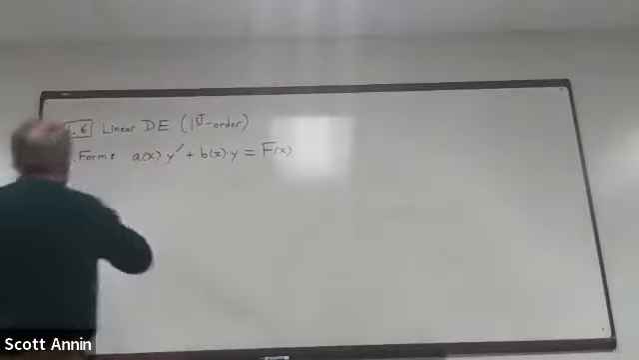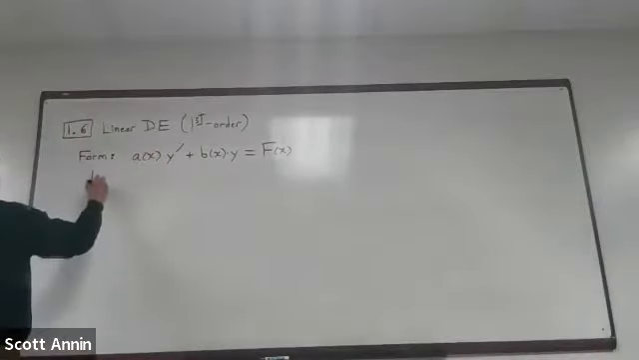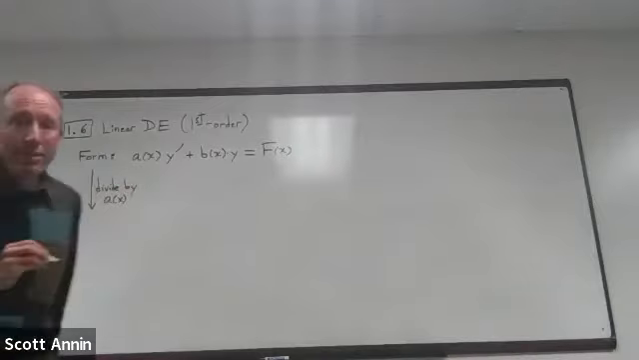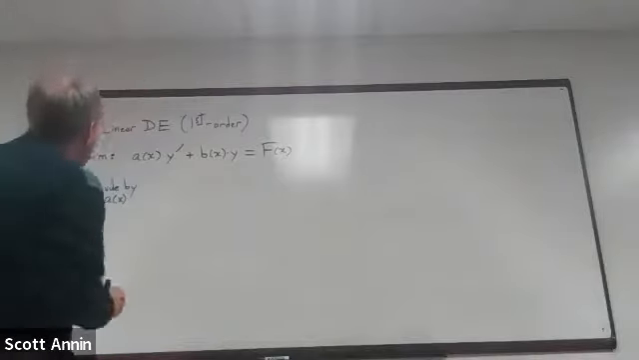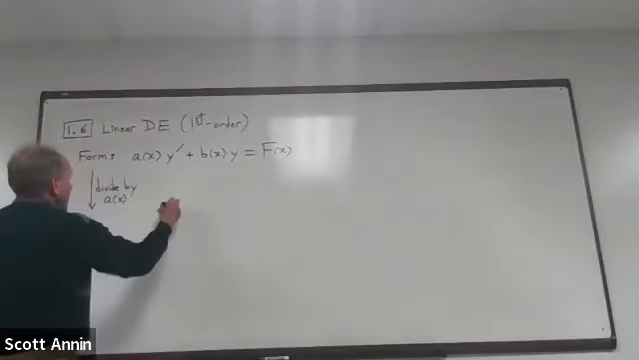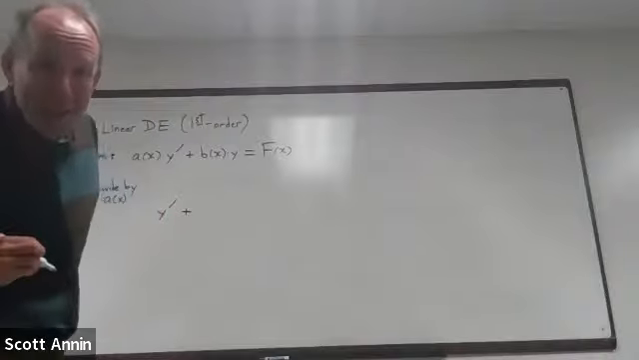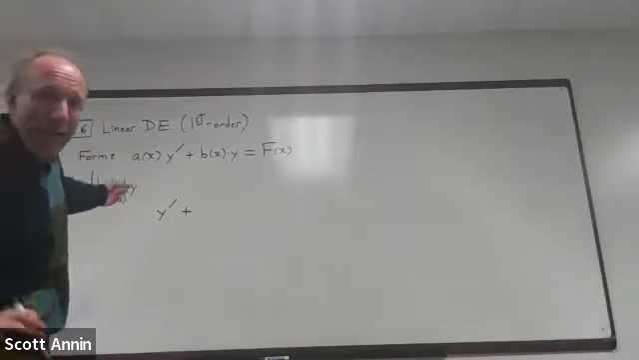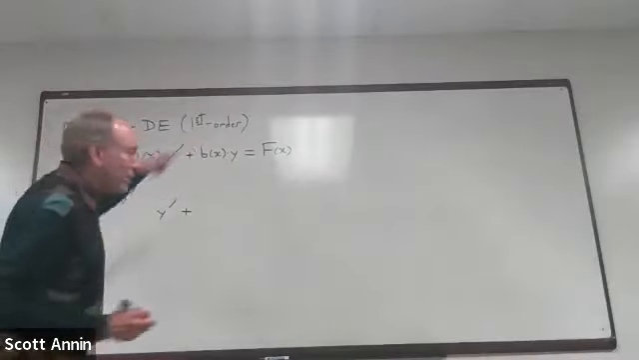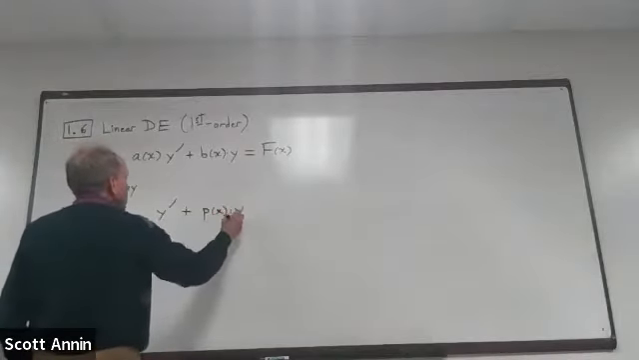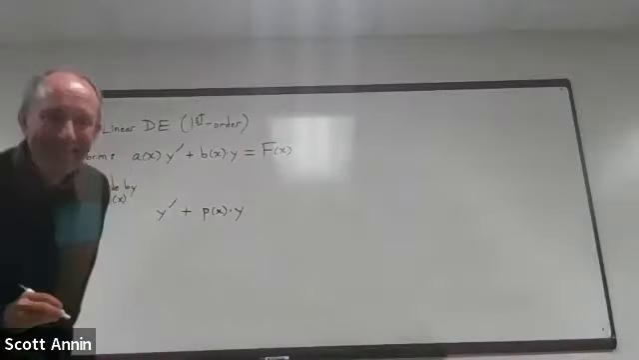Now, in order to talk about this procedure, we're going to divide by the a of x to begin with, so that the y prime doesn't have anything associated with it. It's just got a 1 in front of it, basically. So I divide through by a of x. When I divide b of x by a of x, I will get some other function of x, which I'm going to change letters and call it p of x.